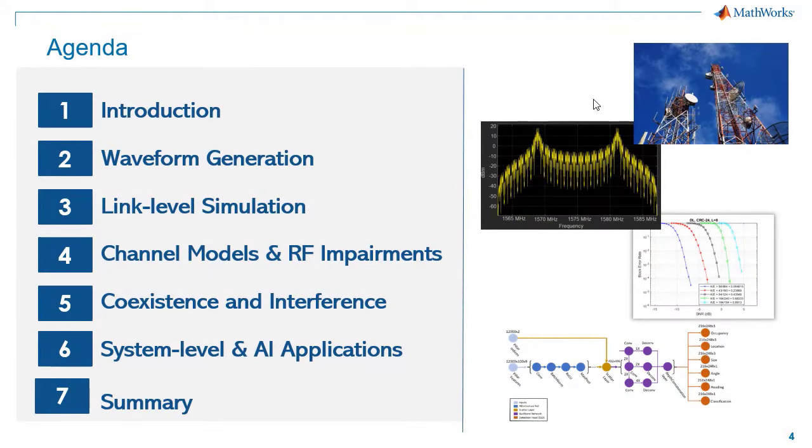The agenda is as follows. Following some introduction, I'm going to go through essentially 5 chapters: waveform generation, link level simulation, channel modeling and RF impairment, coexistence and interference modeling, and system level and AI applications. And finally, I'll summarize what we have learned.